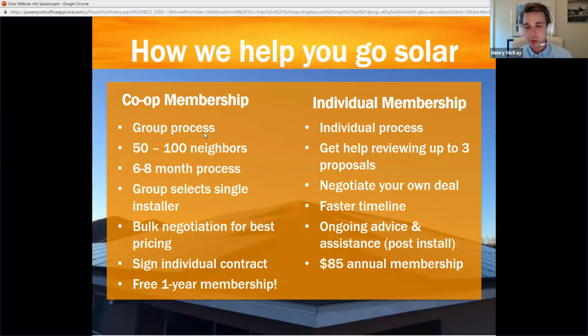Now, if co-op membership isn't your thing, if you want to move at your own pace, if there isn't a co-op available when you are, or if you just want a more customized process, we have individual membership. This does cost $85 to become an annual member of Solar United Neighbors, but we will help you specifically throughout the process. We'll help you review up to 3 proposals from solar installers. We'll help you negotiate a good deal for yourself. You move at your own pace, and we provide a lot of customized advice to help you make an informed, confident decision about going solar. And then you get additional perks of being a member of Solar United Neighbors.